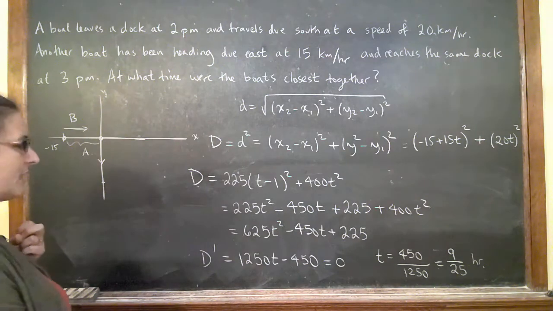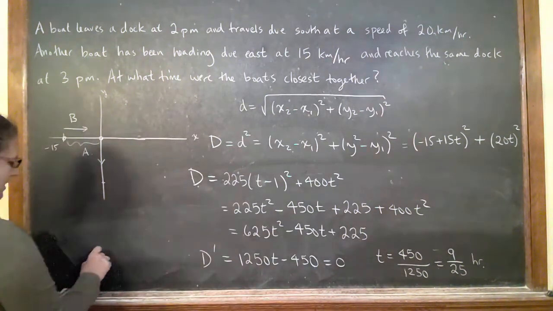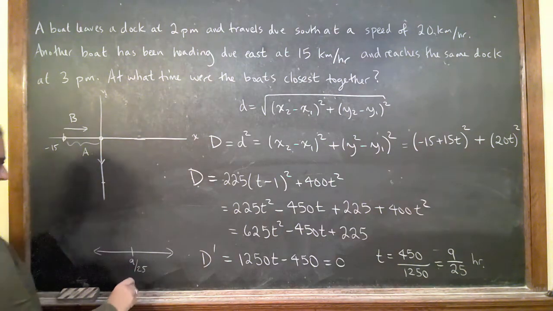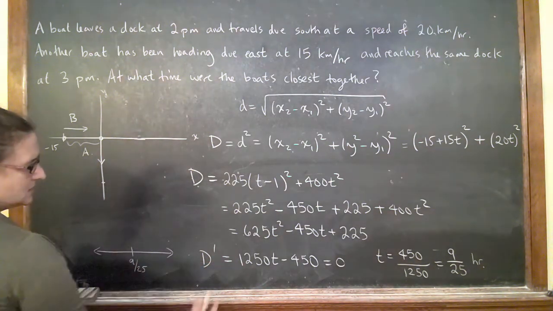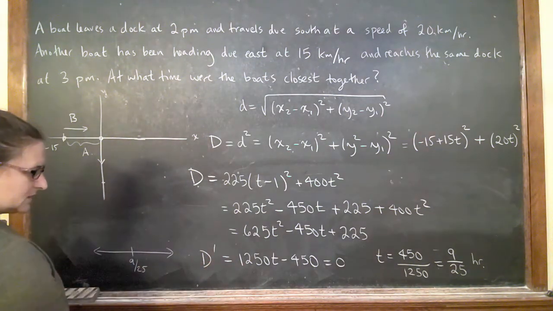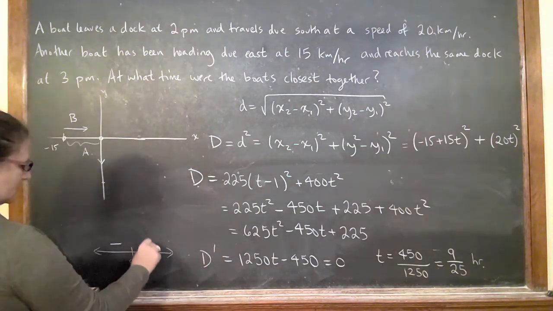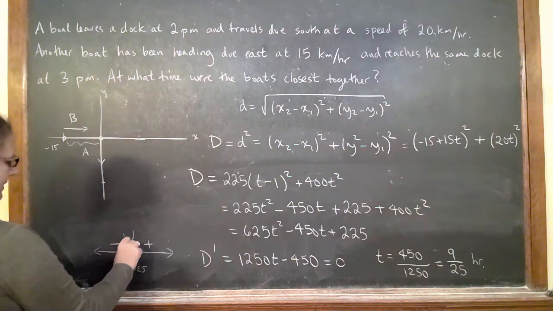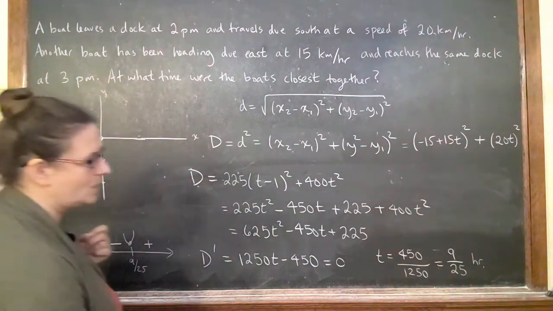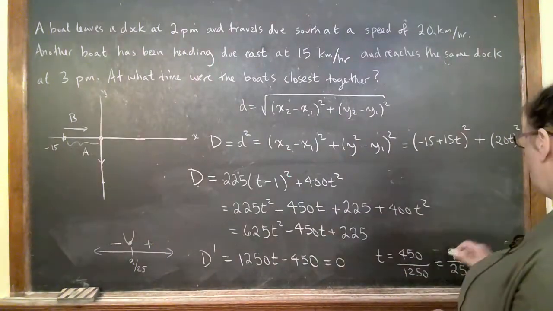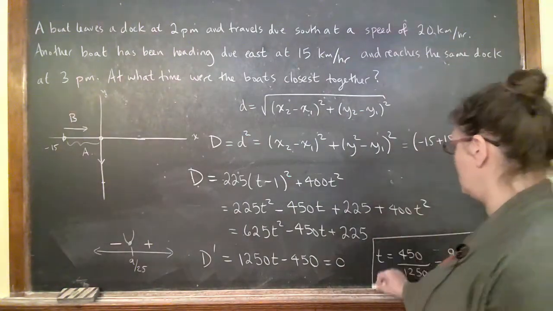Now, double checking, is that in fact a minimum? Here's my point. If I put it in this line, if I take t equals 0, obviously that's going to be a minus. If t equals, say, 1, that's going to be a plus. That is my minimum. And that's what they asked for. They asked for what time, so I have found the answer.